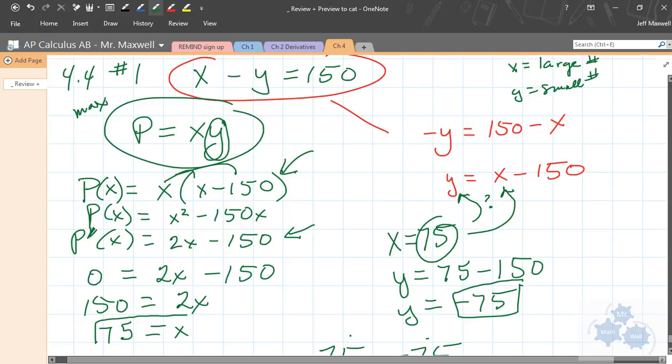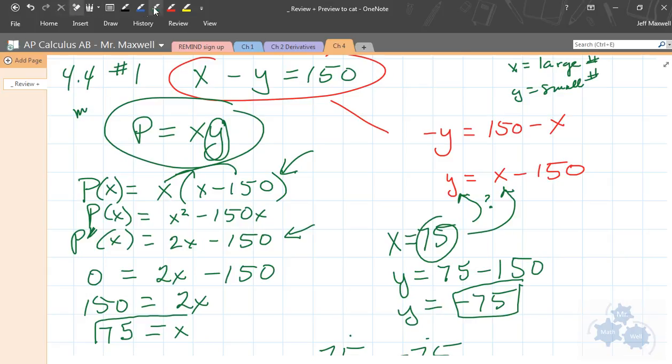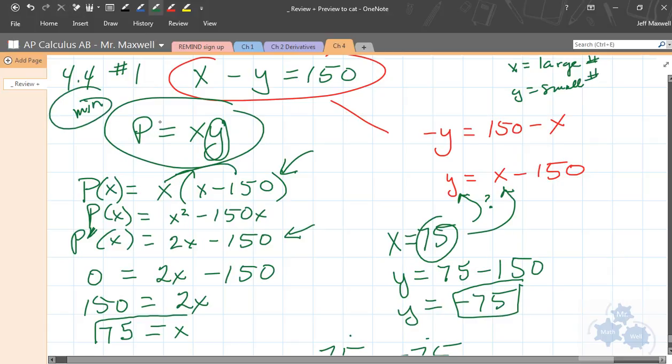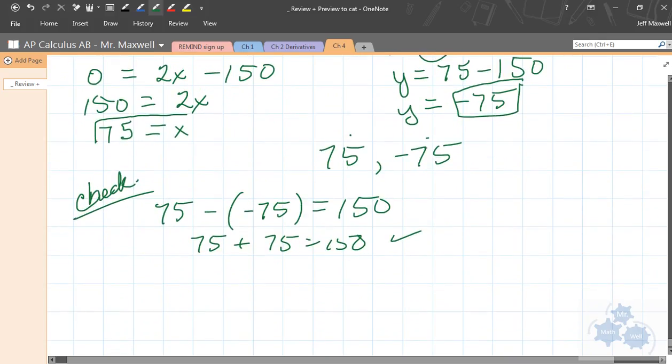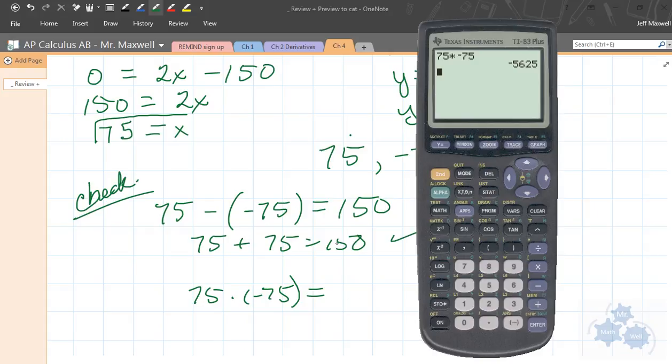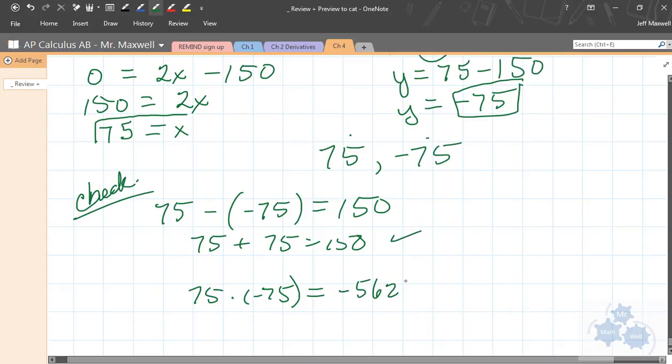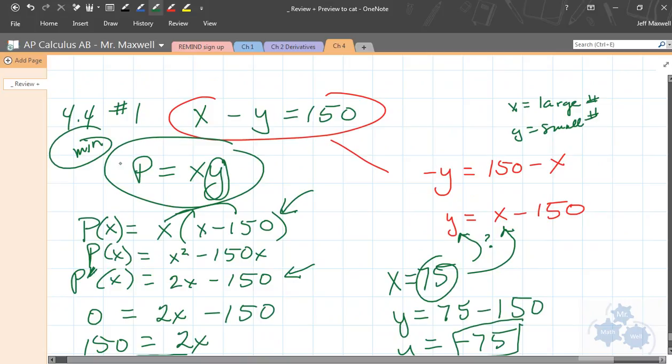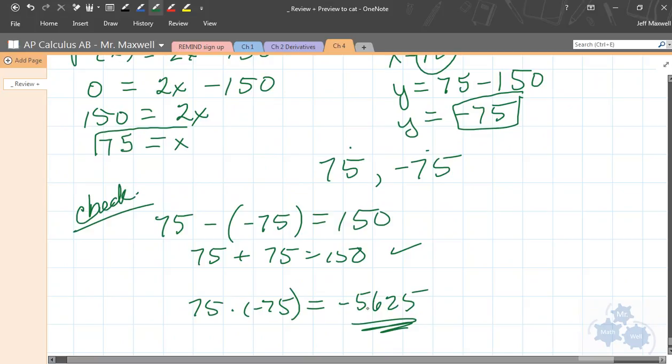I think I wrote max there. Oh, and it should be min, sorry. So I wrote max up here earlier. It should be minimized. We're trying to minimize this product. And we're going to have a very large negative number. So 75 times negative 75 is going to be negative 5,625. And that's going to be very, very small because it's a negative product. So yeah, my bad here. We were trying to optimize this product, and we're trying to minimize it. So you can see that's a very, very small number because it's negative.